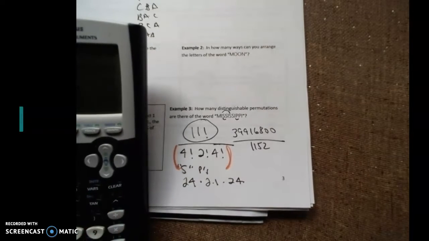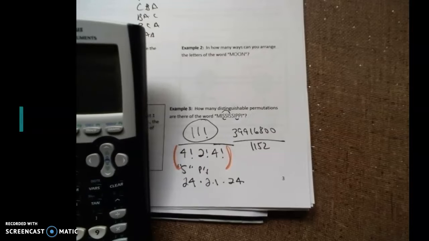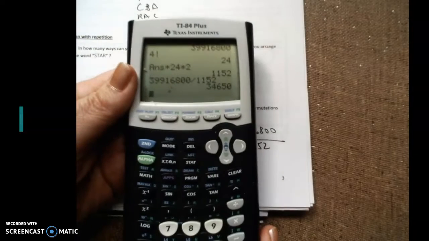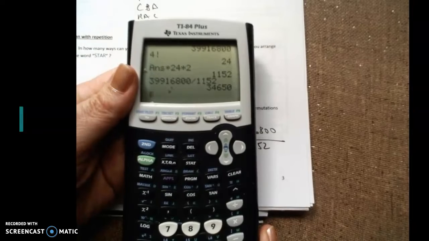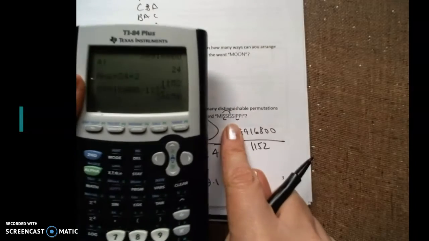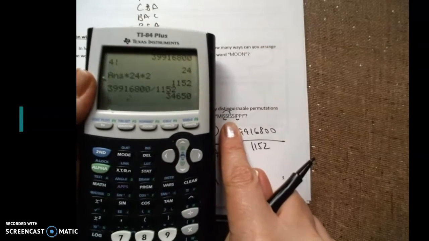All right, and then I could divide these. 399168800 divided by that, and I got 34,650 for the number of ways I could make new words using all 11 letters.